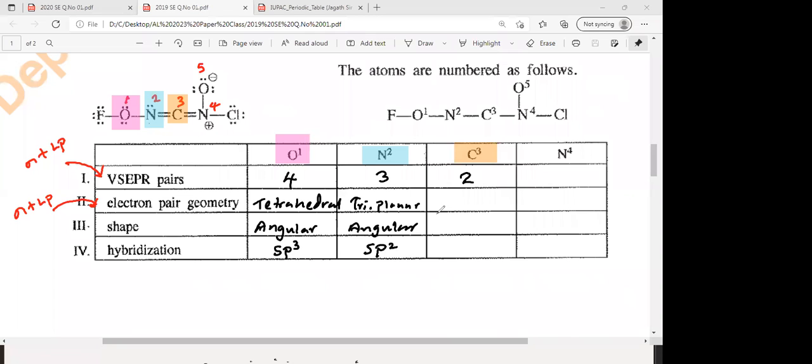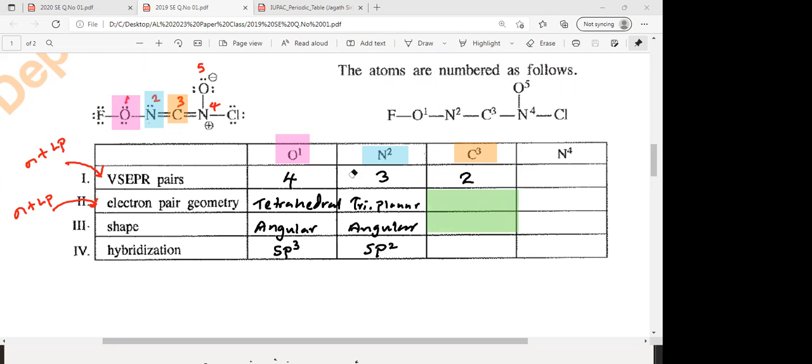And the electron pair geometry will be... Can you quickly post? I am waiting until everyone posts the answer. It's linear, right? Because only 2 sigma bonds. Now remember, since there are no lone pairs, electron pair geometry and the shape will be the same. Please write that. If there are no lone pairs, electron pair geometry is equal to the shape.